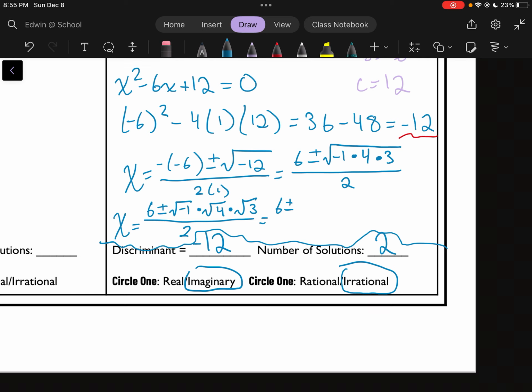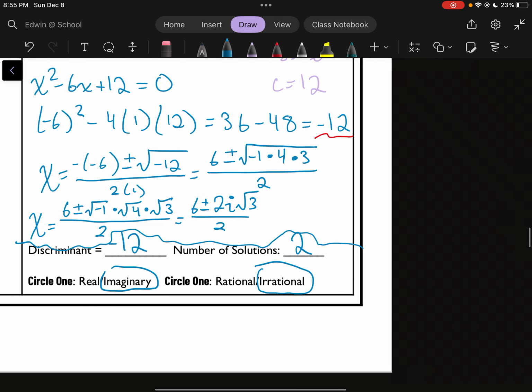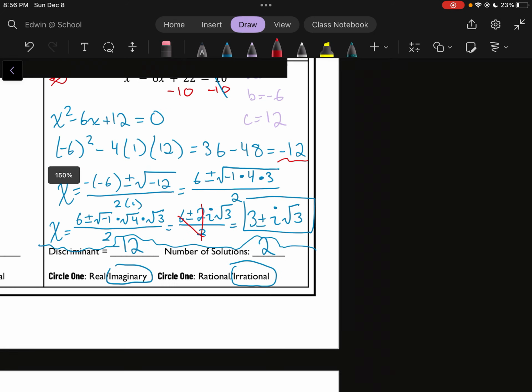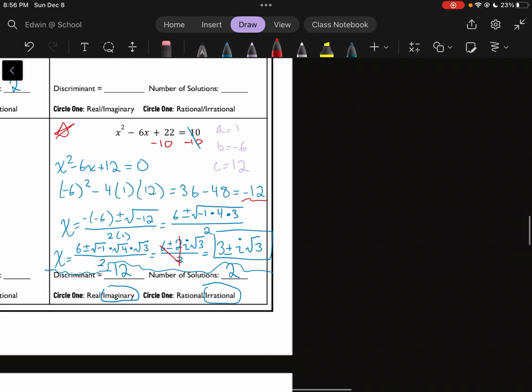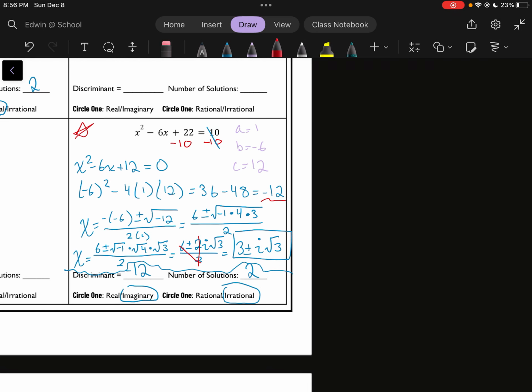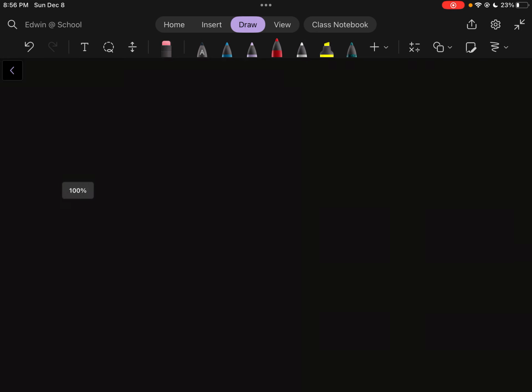6 plus or minus. Square root of negative 1 is just i. Square root of 4 is just 2. So we got 2i. Then square root 3. All of that divided by 2. And since I'm feeling a bit lazy, I'm just going to box in my answer like this. 3 plus or minus i square root 3. That is going to be my answer. And that happened because it's 2 divided into each of these. So you can check the math if I went too fast, but it all works out. It's just about using the equation and knowing how to simplify.